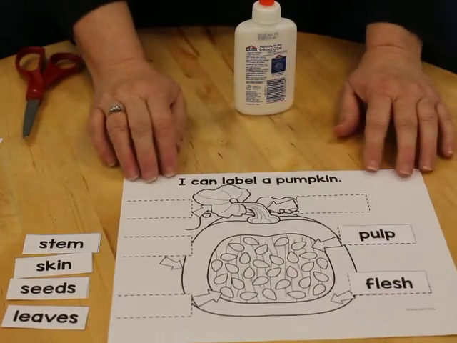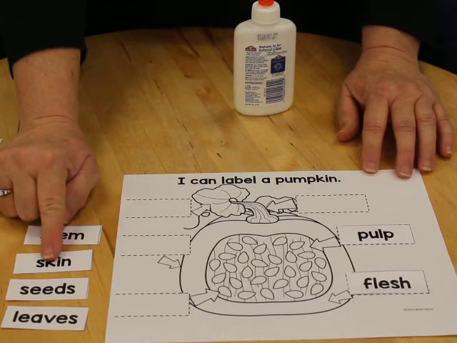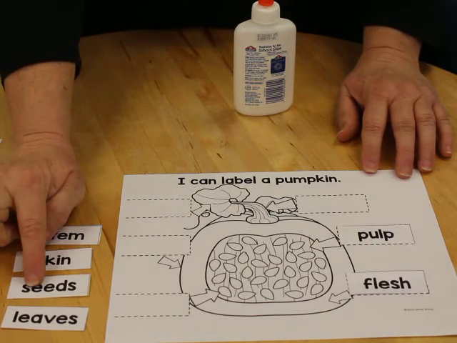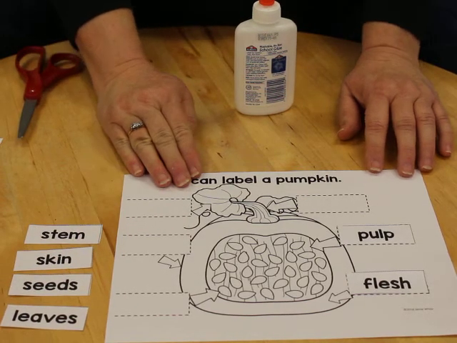Now I'm going to let you figure out where the stem is, where the skin is, where the seeds are, and where the leaves are. And then you will have labeled all the parts of your pumpkin.